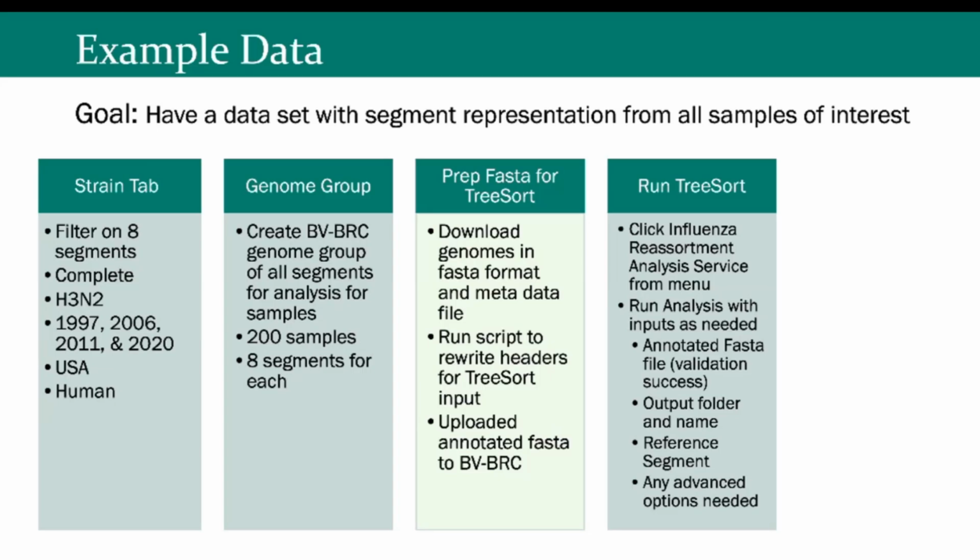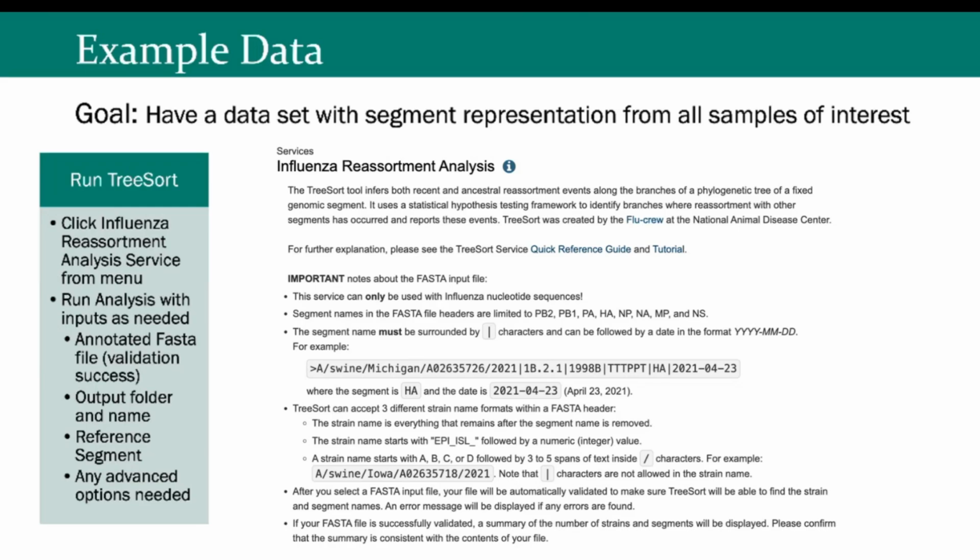When you're running TreeSort, click the Influenza Reassortment Analysis service from the menu, run the analysis with the inputs you need, and then make sure that you get that FASTA file validated for success. I have mentioned that TreeSort has some pretty specific FASTA input needs. So if you are running this service on your own data, make sure that the FASTA is formatted the right way.